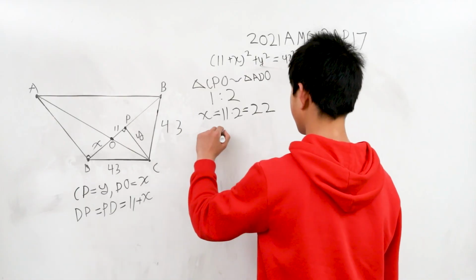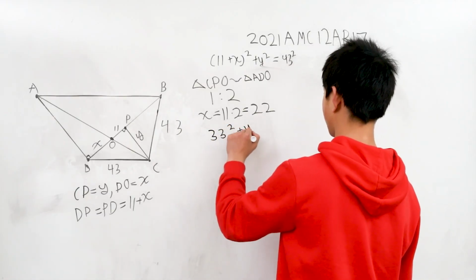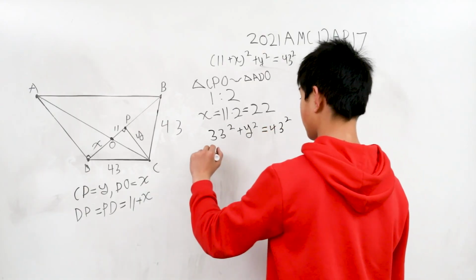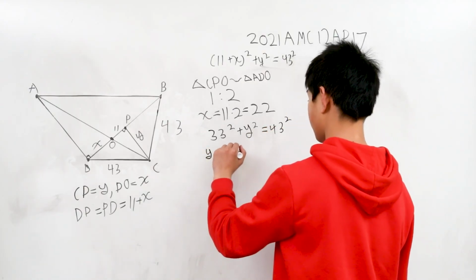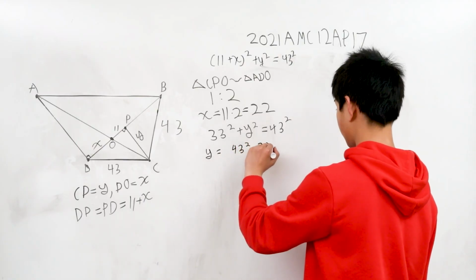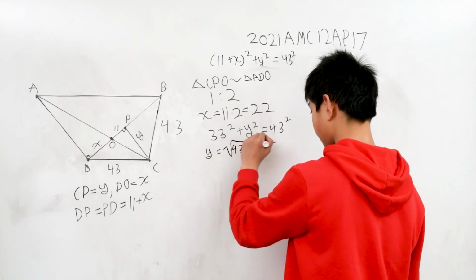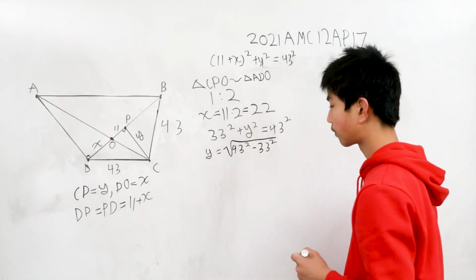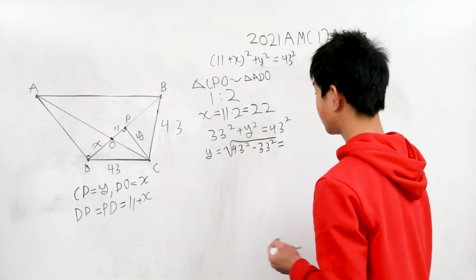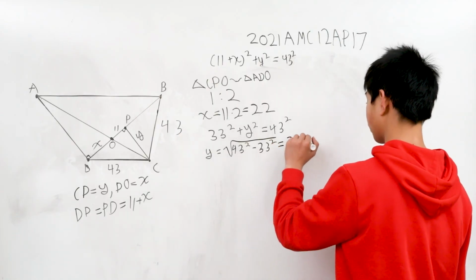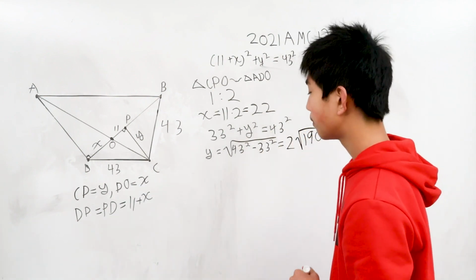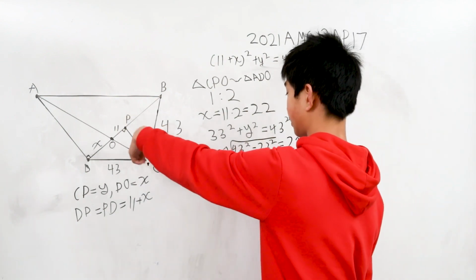This becomes 33 squared plus y squared is 43 squared. This means that y is equal to the square root of 43 squared minus 33 squared. We can then solve for y. After simplifying this fully, you get that this is 2 root 190. But this is the value of this segment right here, CP.